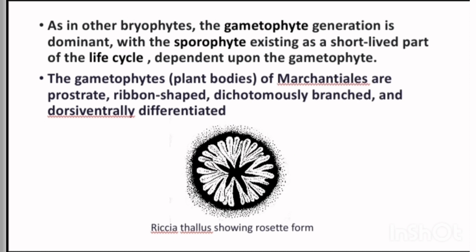As in other bryophytes, the gametophyte generation is dominant, with the sporophyte acting as a short-lived part of the life cycle, dependent upon the gametophyte. The gametophyte of Marchantiales is prostrate, ribbon-shaped, dichotomously branched and dorsiventrally differentiated. This is a Riccia thallus showing rosette form.